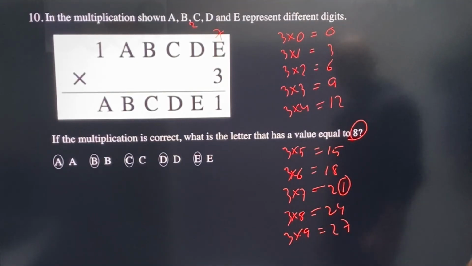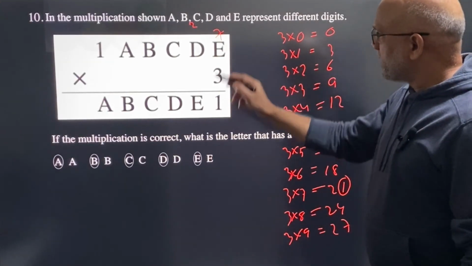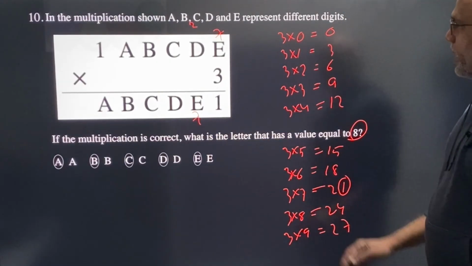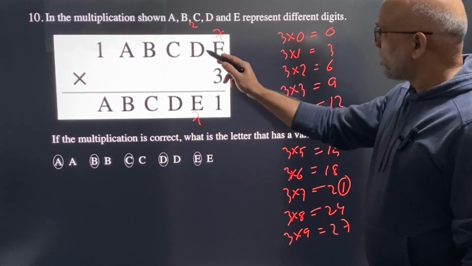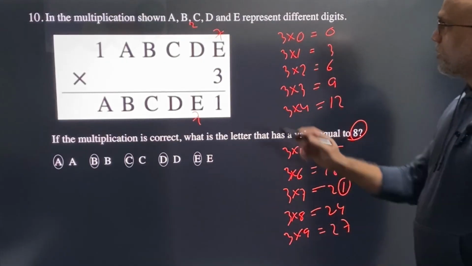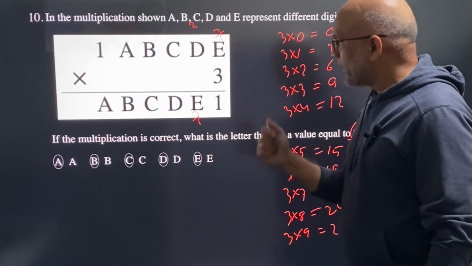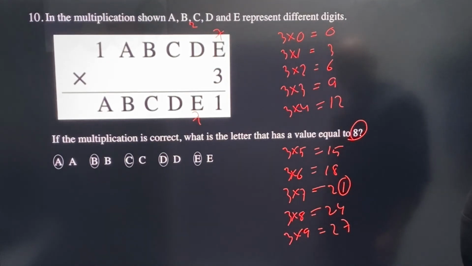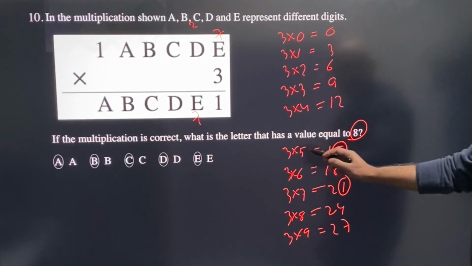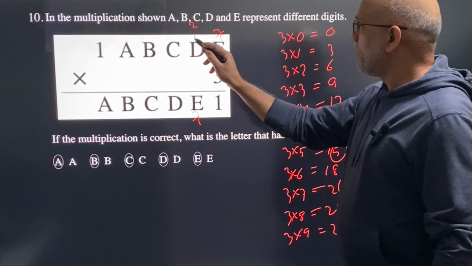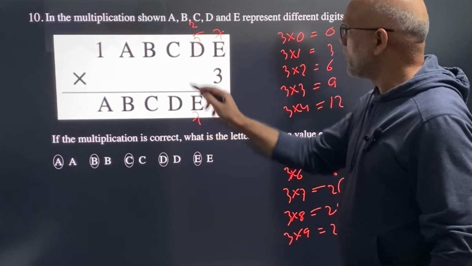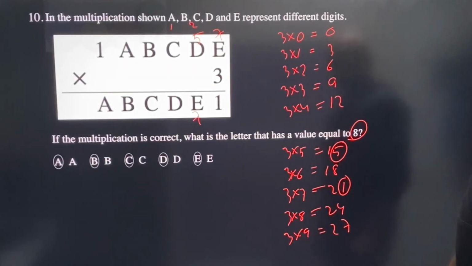Okay, next, if this E is 7, then this is also 7. This is the same letter, right? I'm multiplying 3 with some number, and then I add 2 to get a 7. So if I take away 2, the unit place should be 5. And this is the only one with unit place of 5. So 3 must be multiplied with 5. 3 times 5 is 15, plus 2 is 17. 7 goes here, 1 is carried over.